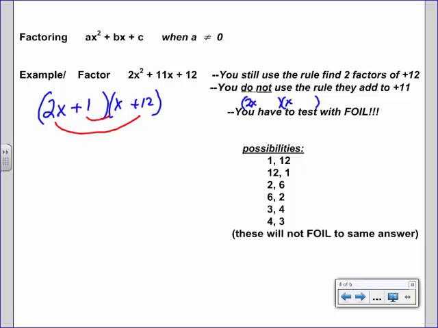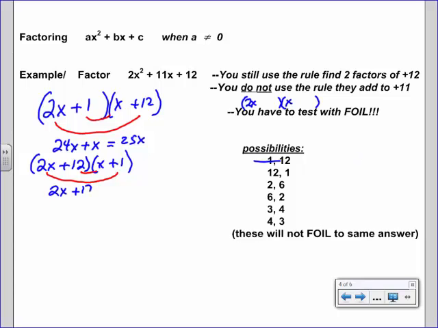And all you have to do is the inside and the outside. So it looks like we have 24x plus 1x, or x, is 25x. That doesn't work. Now we'll flip it around. 2x plus 12 and x plus 1. That gives us 2x plus 12x, which is 14x. Again, it's not the 11x we're looking for.